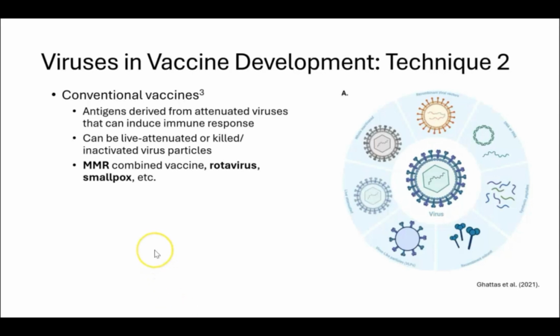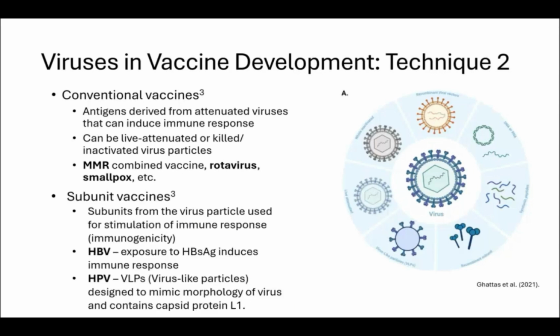And a couple examples of this kind of vaccine are the MMR combined vaccine, the rotavirus vaccine, and a smallpox vaccine. Another example of a vaccine are subunit vaccines. These are comprised of subunits from the virus particle used for stimulation of the immune response. And then the efficacy of these vaccines is derived from the retained immunogenicity of viral subunits, a key characteristic of viruses in vaccine development.